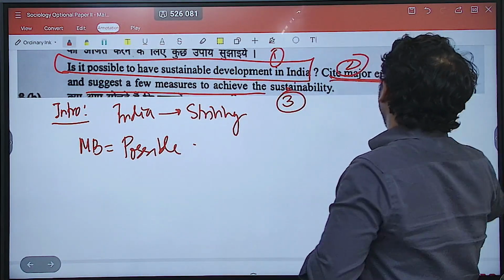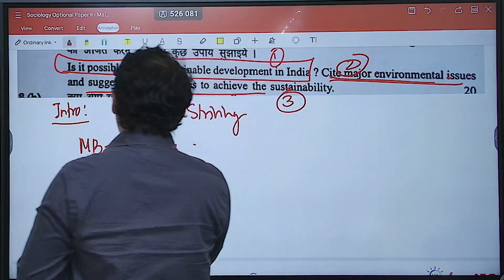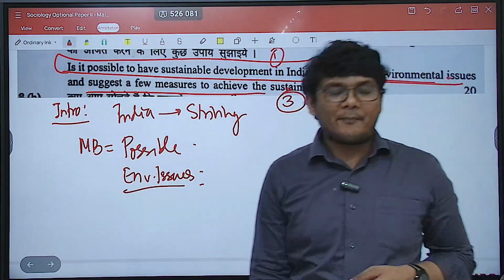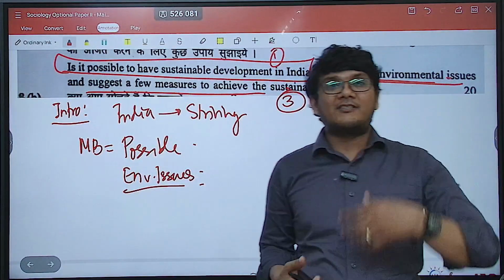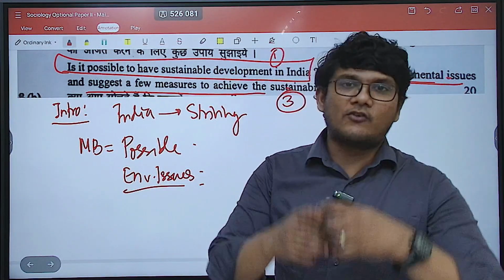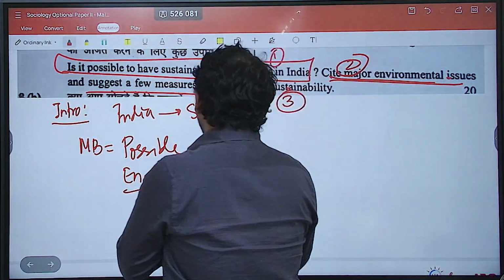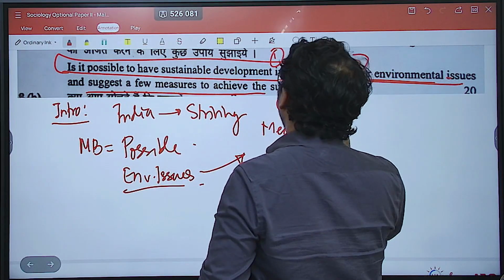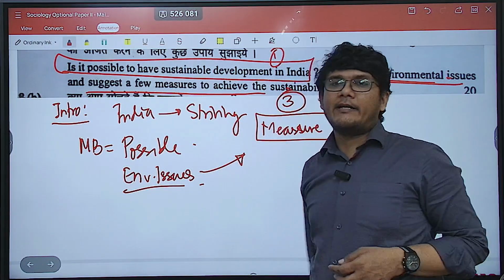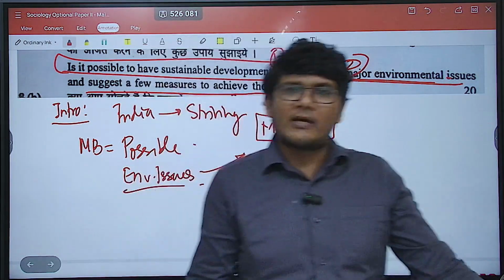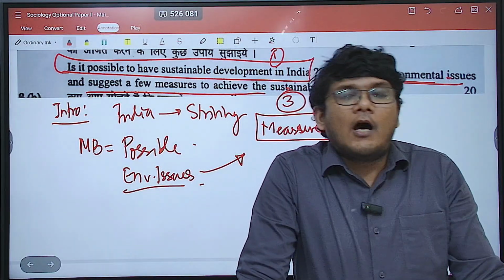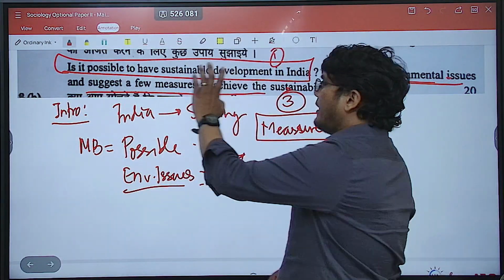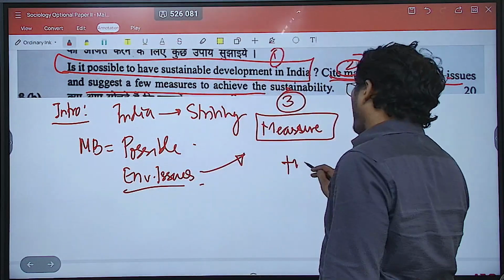Then cite major environmental issues. Next you will talk about the environmental issues. This is a very straightforward question. Talk about the environmental issues that are happening. Talk about environment versus development. Talk about deforestation, soil degradation, pollution, and so on. And then you need to suggest measures to achieve sustainability. What measures can you take? For example, renewable fuels are being used, organic farming is being done, the rate of extraction should be less than the replenishment rate, and so on. That is what you will talk about, and conclude on a positive note.